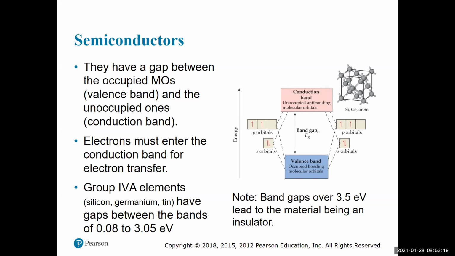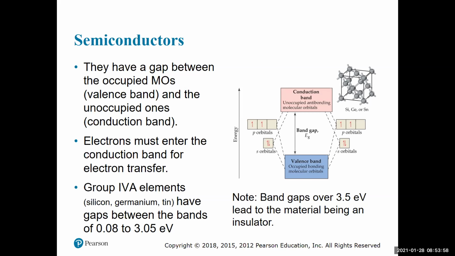And depending upon what that energy is, if it's a low enough value, then it can be a semiconductor. And there aren't a lot of materials that can be semiconductors, but there are a handful, and we'll talk about what those are. And so the way this works is you have this gap. And so in order for electron transfer to happen across in the material that you're talking about, this band gap energy value must be low enough so that electrons can go from the valence band up into the conduction band.